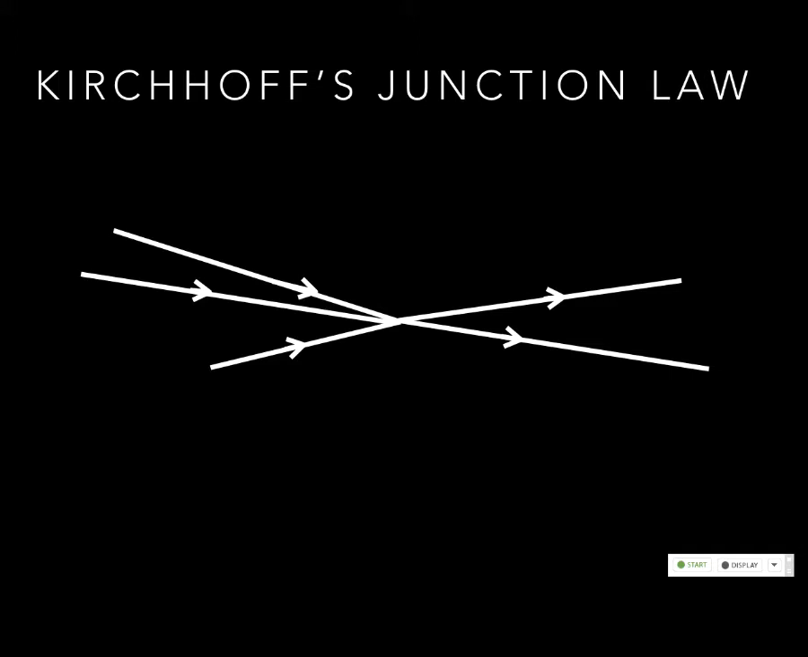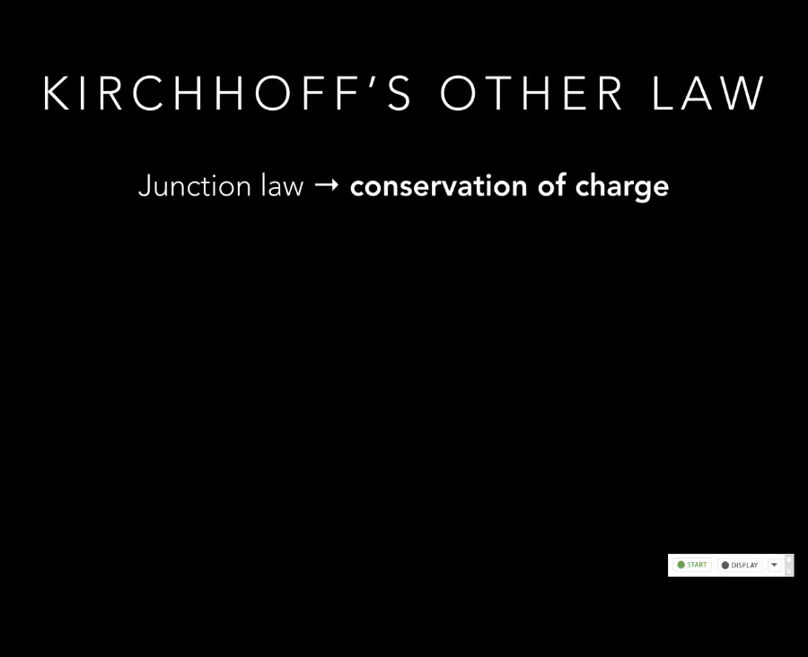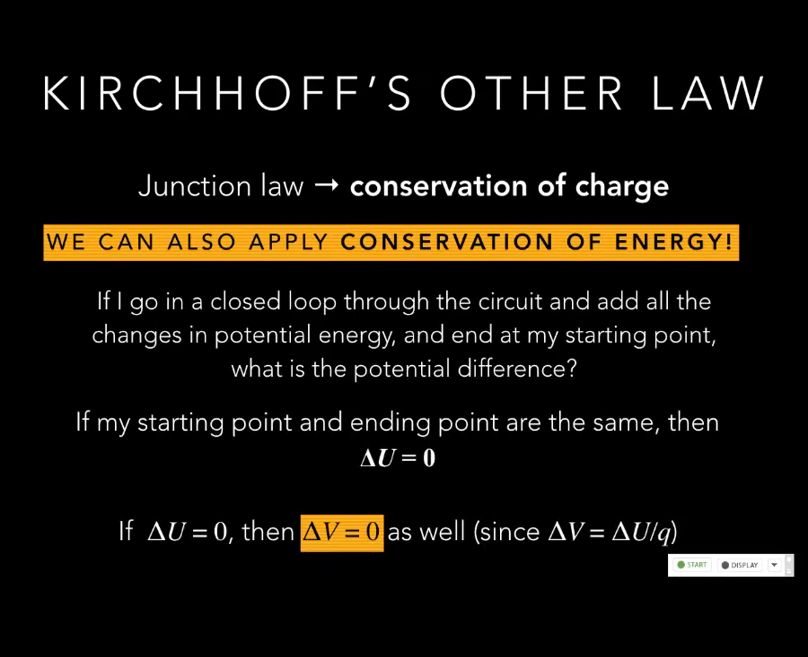Okay. Let's talk about the first one. That's Kirchhoff's junction law. What's Kirchhoff's junction law? Current in equals current out. There we go. The junction law comes from conservation of charge. Conservation of energy gives us the loop law. I know we're going through that a little bit fast, but it's not very exciting. It just has a lot of words.